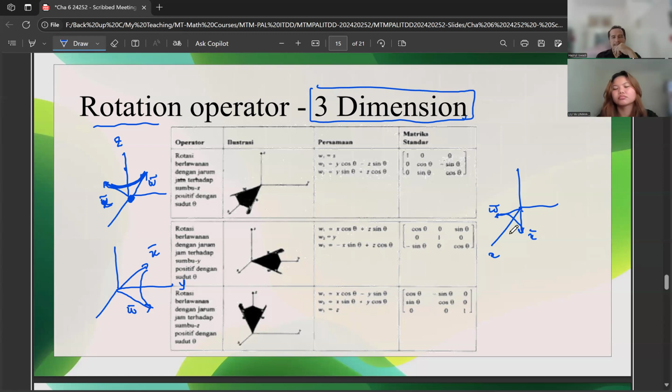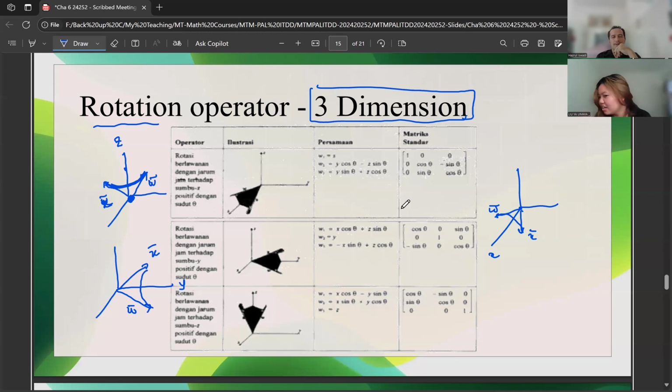And the agreement must be kept for the angle. If we rotate counterclockwise, the angle will be positive. If we rotate the vectors clockwise, the angle will be negative.